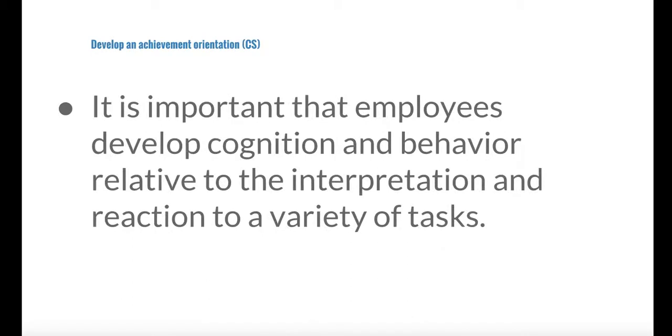Develop an achievement orientation. It is important that employees develop cognition and behavior relative to the interpretation and reaction to a variety of tasks. So to dumb that down, an achievement orientation is basically a person who has a mindset that they can always get better and achieve more. People with an achievement orientation are really ambitious and always looking to improve.